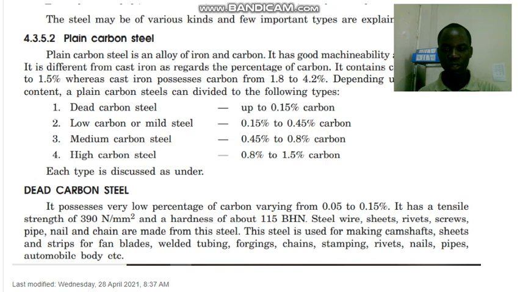Also this steel, the dead carbon steel, is useful in making the camshafts. It's useful in making sheet and strips for fan blades. It's useful in making welded tubing. It's useful in making forging equipments and materials. It's useful in making chains, stampings, rivets, nails, pipes, and automobile body.